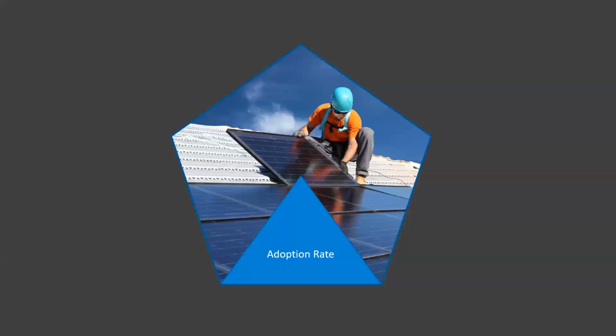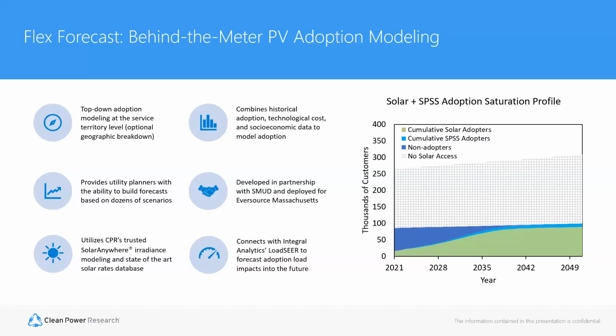All right, so next I'll talk about the actual adoption rate modeling. So at CPR, we have what we call the flex forecast. It's the way that we do our behind the meter PV adoption modeling. So it is a top-down approach. So we model at the service territory level first, and then we do a geographic breakdown later, much in the same way that Cadeo does. And so we combine historical adoption, the technological costs, socioeconomic data. This all flows into our forecast.